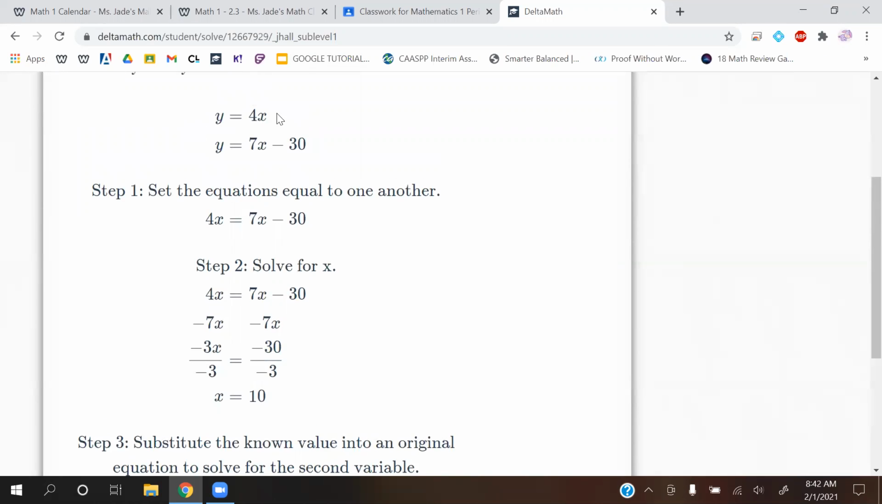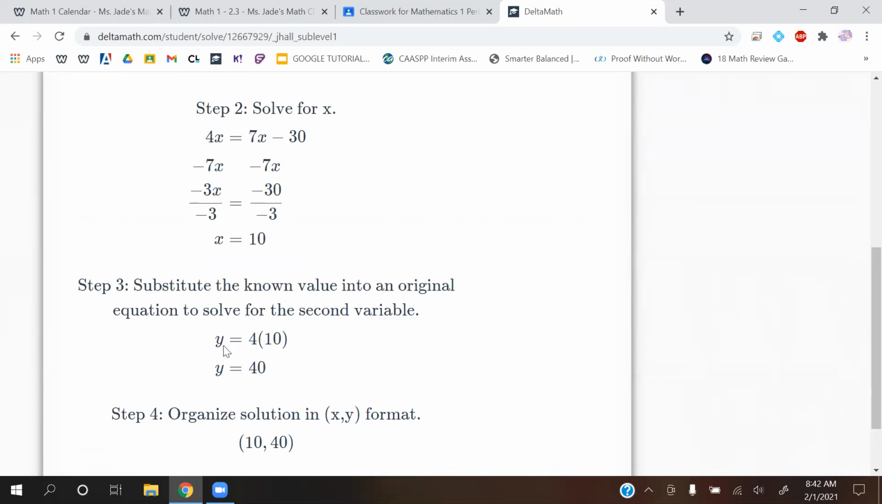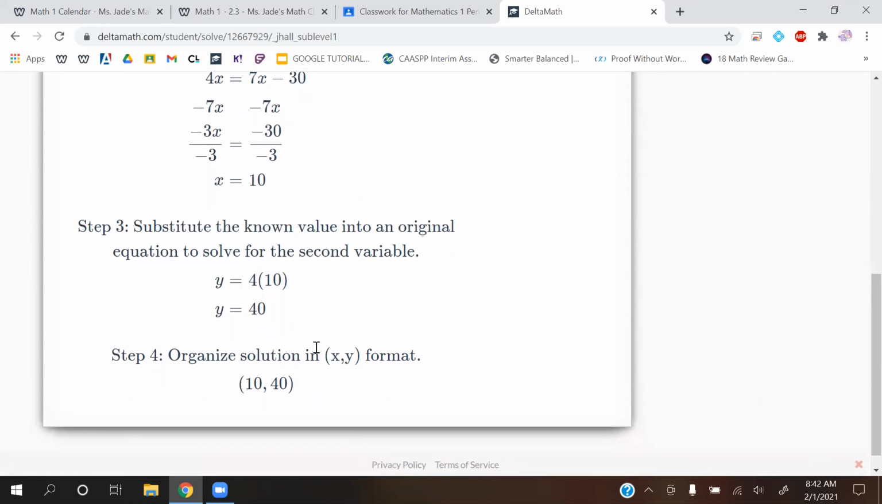Y is equal to 4x. Oh, I can't highlight it. But y is equal to 4x. So you plug it in over here. Y is equal to 4x. But what was x? 10. We know x is 10 because we just said that. So y is equal to 4 times 10. So y is equal to 40. Finally, you put it in x, y format. 10, comma, 40. Your x goes first. Your y goes next.